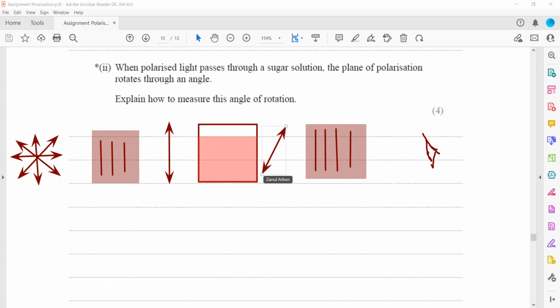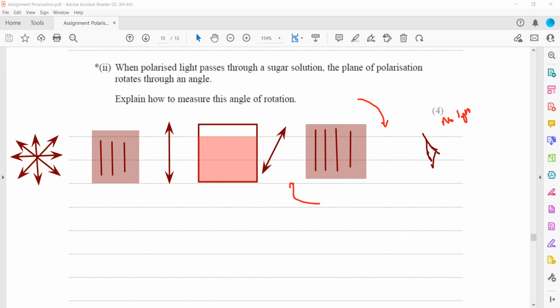So as a result, because it will rotate the light, there is no vertical component here. As there is no vertical component, we will not observe any light. There will be no light present. Now we will gradually rotate this polarizing filter so that we can measure the angle.